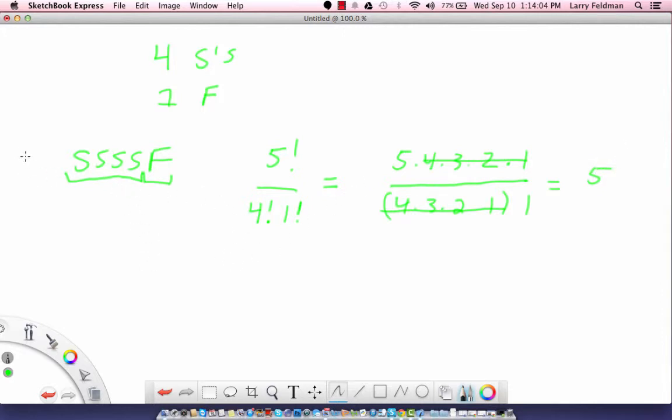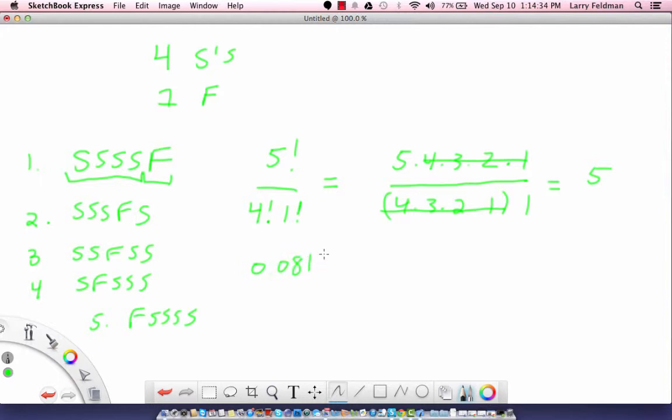So let's list these out. Let's say that's the first one. The second one could be this. The third one might be this. Fourth. And the fifth. And each one of those cases has a probability of 0.08192.